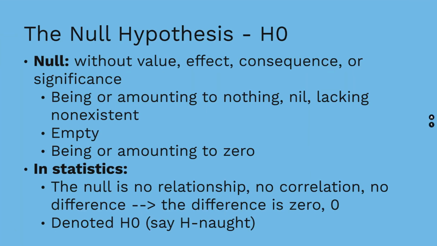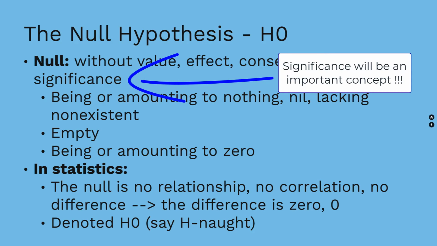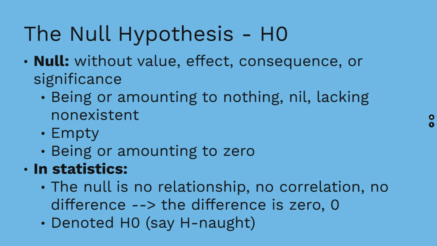The null, by definition, means without value, without effect, without consequence, or without significance. We'll hear the word significance a lot. It can also mean being or amounting to nothing, nil, lacking, or non-existent. Non-existent is a good way to think about this. The relationship is non-existent. The difference is non-existent. Empty, being or amounting to zero. The difference is zero. The relationship is zero.